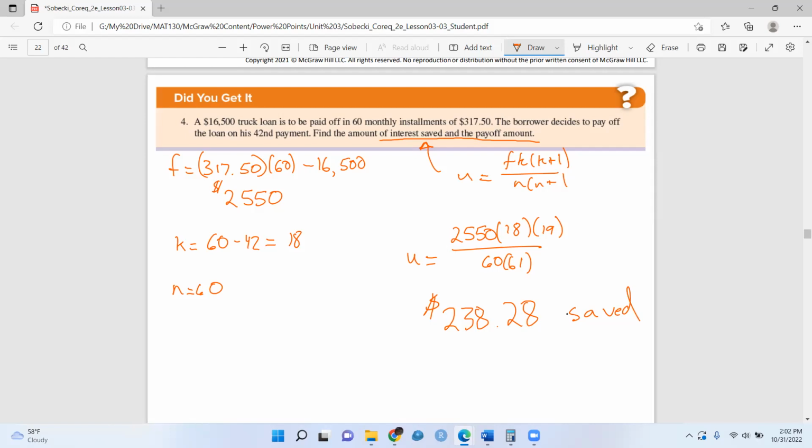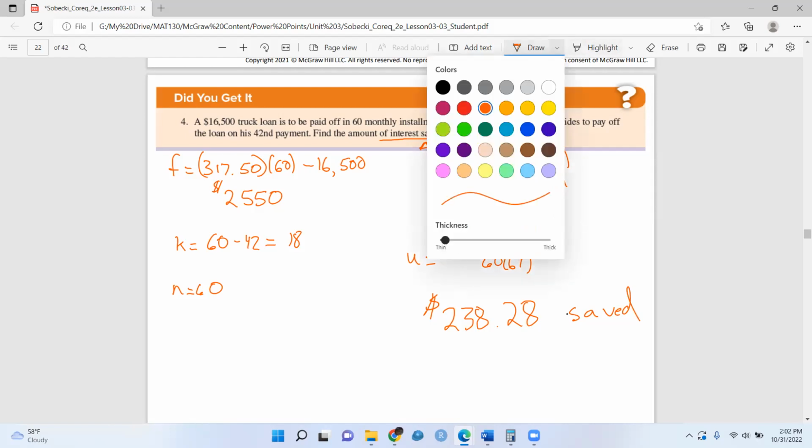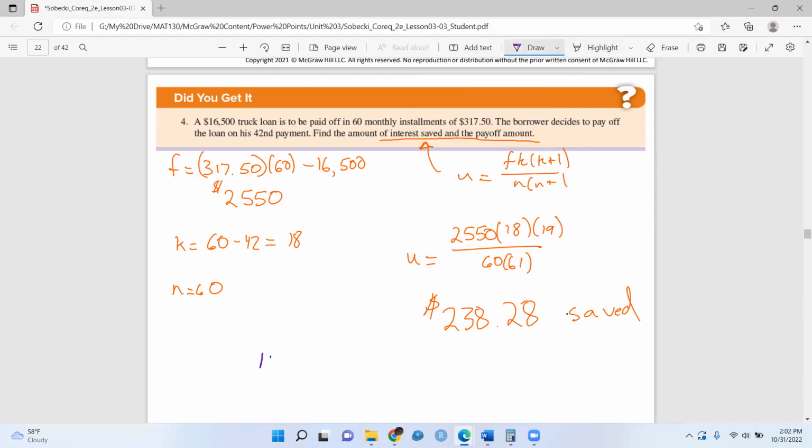So then if we want to calculate how much we're going to pay, that's the 18 months of payments that we still have to make after that 42nd month, times $317.50. And then we'd subtract from that the interest savings from making that lump sum payment.